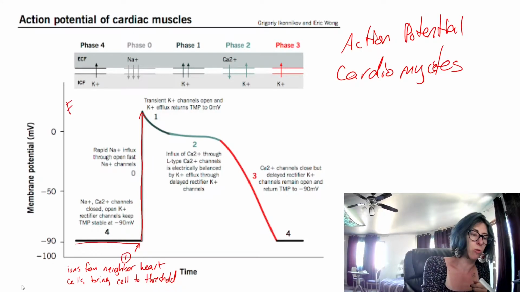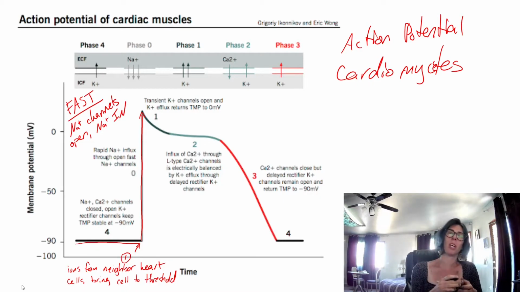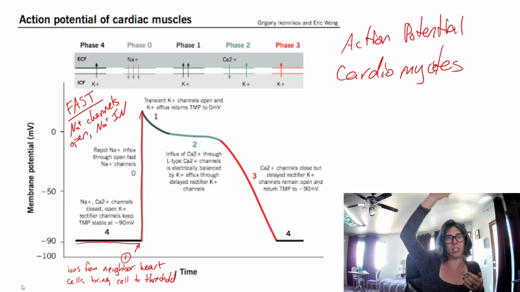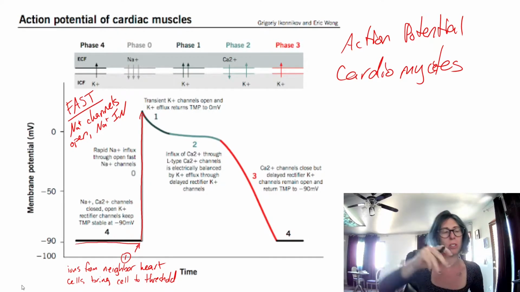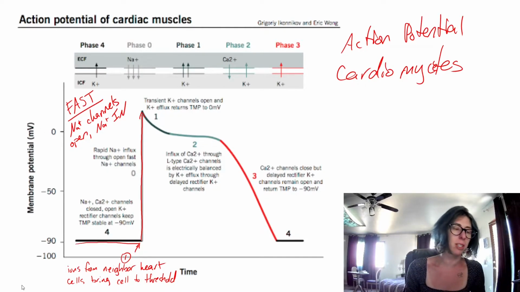So fast sodium channels open. And again, the sodium comes into the cell. The difference here is that the sodium channels in the pacemaker cells were leaky. It was a slow rise in membrane potential. Here, a little bit of stimuli from a neighboring cell is going to create a dramatic spike because of fast sodium channels, allowing a rapid rush of positively charged sodium into the cell.